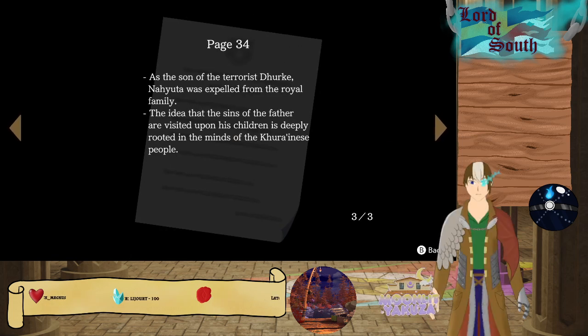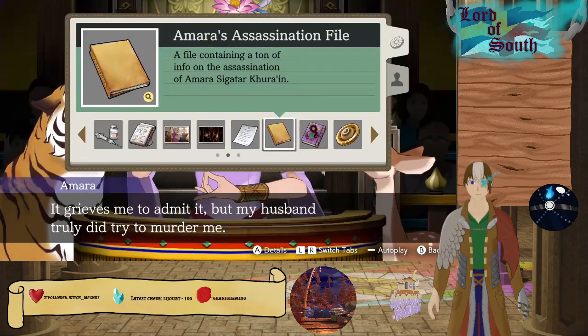As a son of the terrorist Daruk, Ninetha was expelled from the royal family. The idea that the sins of a father are visited upon his children is deeply rooted in the minds of Kuranese people.